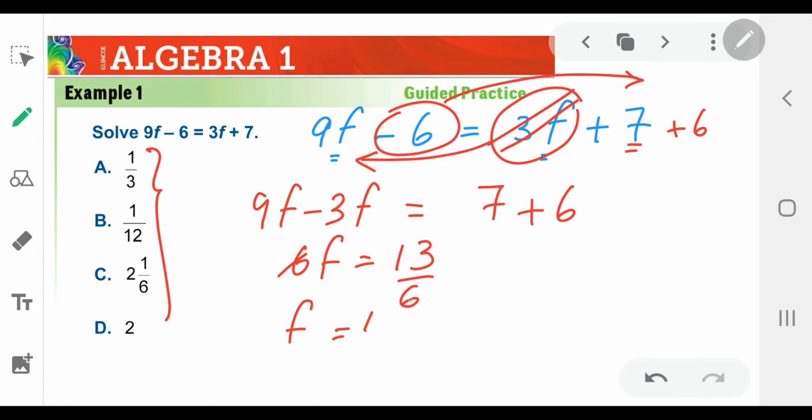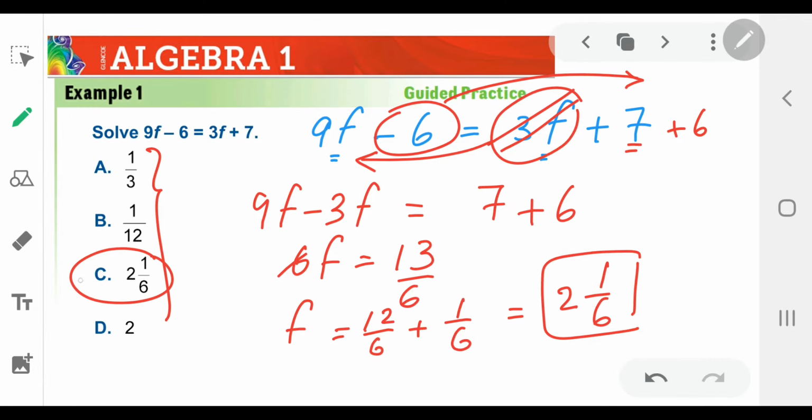So you might see this 13 can be written as 12 over 6 plus 1 over 6. The 13, sorry, is rewritten as 12 plus 1. So 13 over 6 is 12 over 6 and 1 over 6. 12 over 6 can be simplified into 2, and I still have the 1 over 6. So it's 2 plus 1 over 6, which is 2 and 1 over 6. The answer is C.